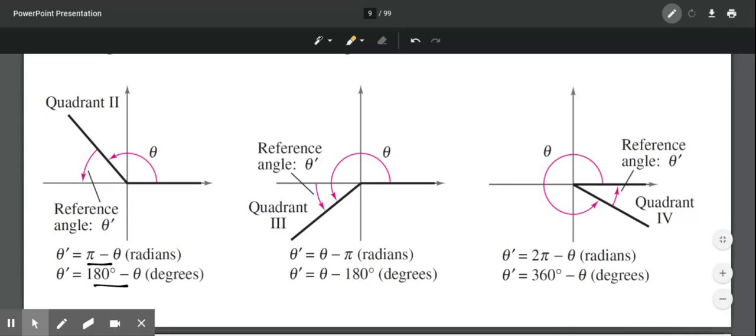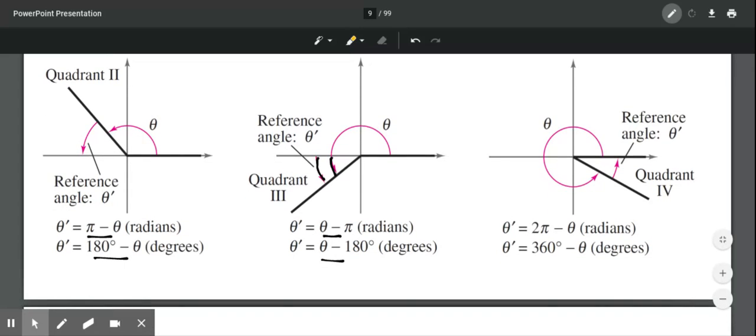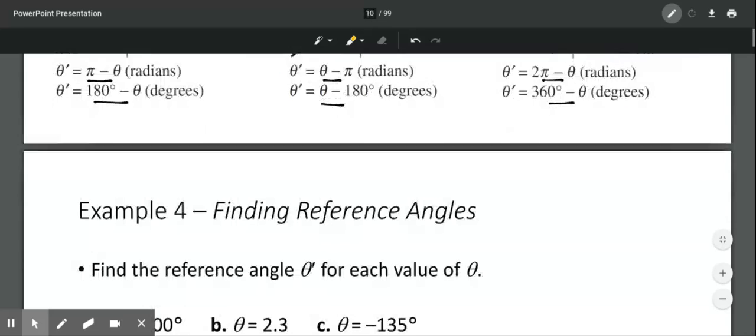Okay, the third quadrant is really this angle right here. So to find that, you would do theta minus pi, or theta minus 180. And then in the fourth quadrant, we're talking about this angle right here. So you could do 2 pi minus theta, or 360 minus theta, to find that reference angle.